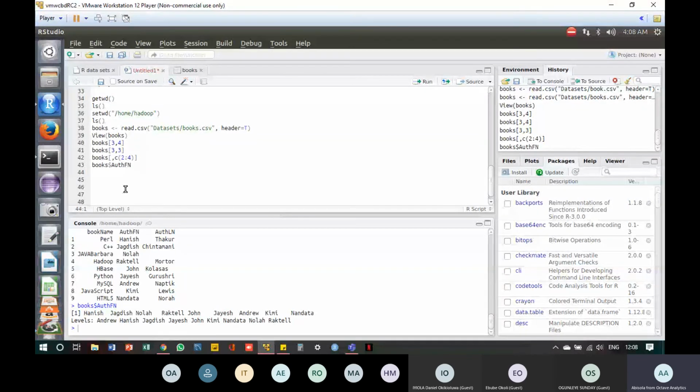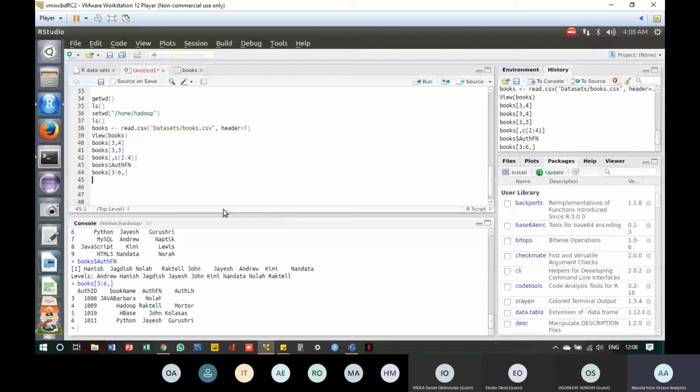And then I can also say I want only rows 3 to 6. And I want all the columns. So I want rows 3 to 6 and I want all the columns. So it's going to give me rows 3 to 6 and all the columns. So when I'm indicating my columns, I put it in the form of a vector.